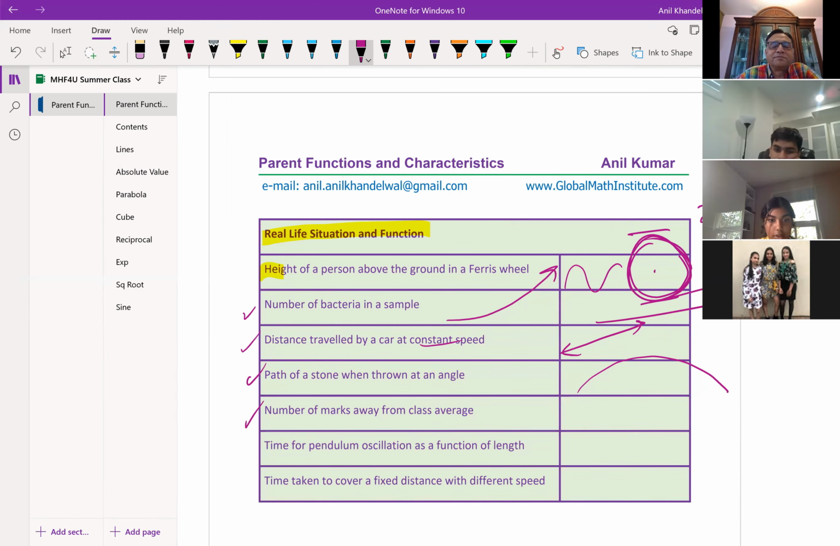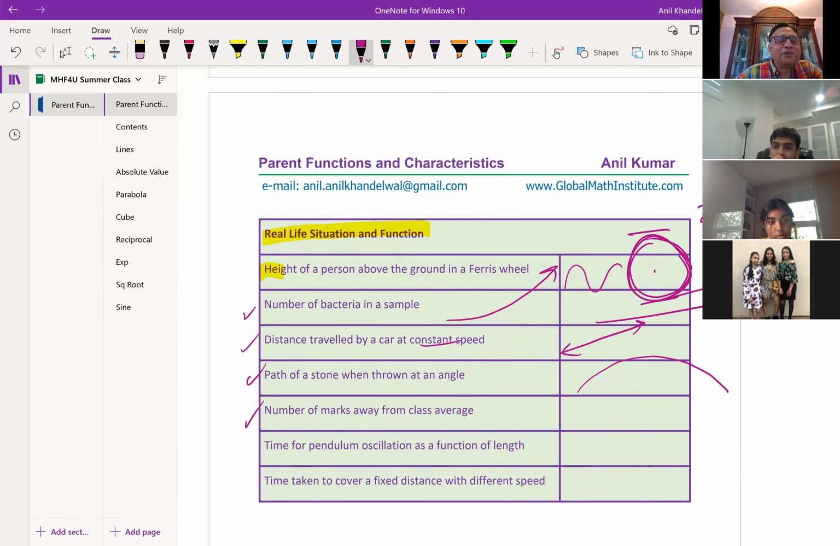Vishruta, next one for you. Number of marks away from class average. I think it's going to be a linear function. No. So average is fixed. How far away you are from average, right? Either side, plus or minus that average. It's kind of a tolerance, right? Do you understand? Yes, Ankita, can you tell me number of marks away from class average? I think it's also the parabola, maybe. No. No. Mohammed, can you try?